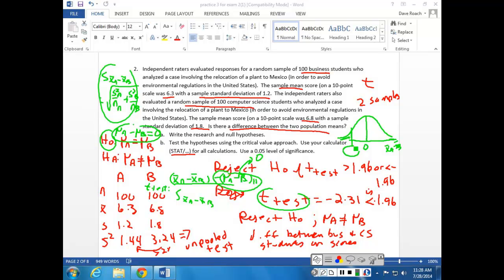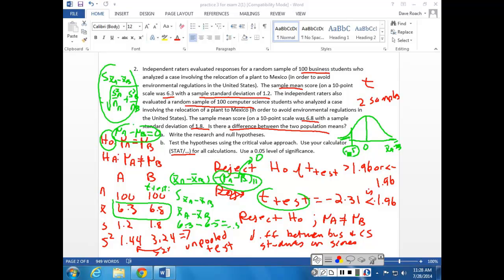It's going to be minus 0.5. That is 6 minus 3. It's x bar A minus x bar B, 6.3 minus 6.8. So x bar A minus x bar B is just 6.3 minus 6.5, or minus 0.5. So minus 0.5.